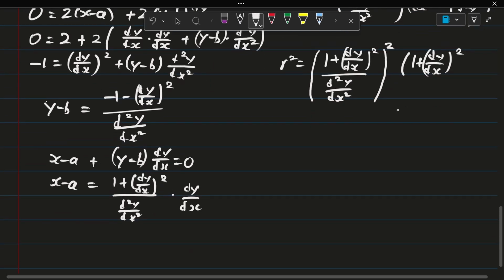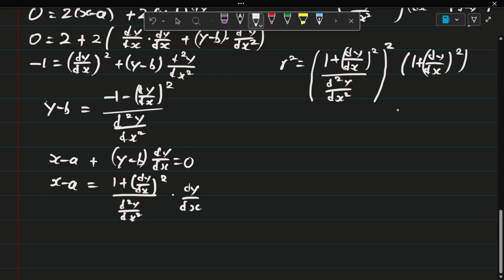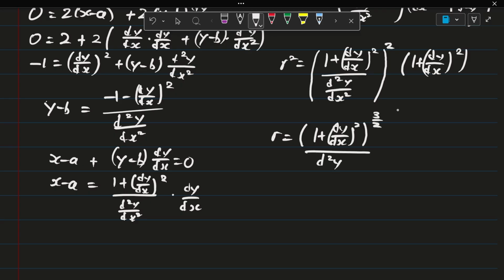Now taking the square root of this, what you observe is a very interesting equation. R is equal to 1 plus (dy over dx) squared, everything raised to the power of 3 over 2, divided by d squared y over dx squared. And this is the general rule of radius of curvature. So let's ask this question: what is the radius of curvature of your mirror? We could assume this mirror to be, let's say, circular.